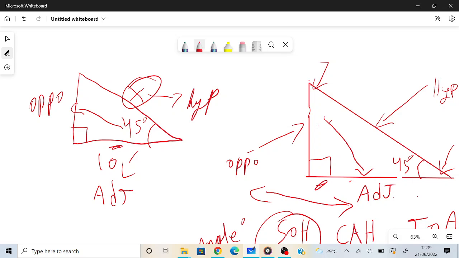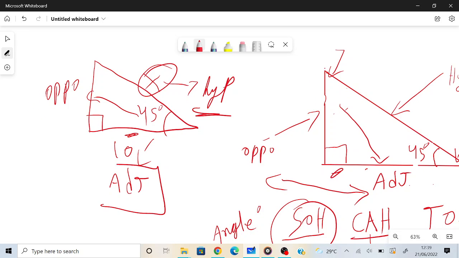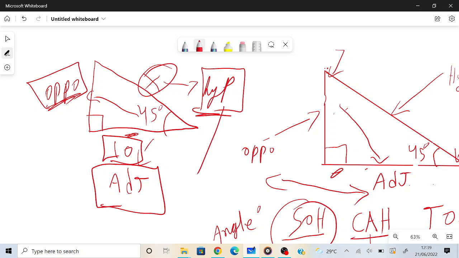So we know that we're using hypotenuse, but then which one of the opposite or adjacent are we using? And the answer is we're using the adjacent, because we know the adjacent, and the adjacent is 10. We don't know anything about the hypotenuse. The opposite, we have no idea what it is. We don't know the magnitude of it. So ultimately, we are using hypotenuse and adjacent.